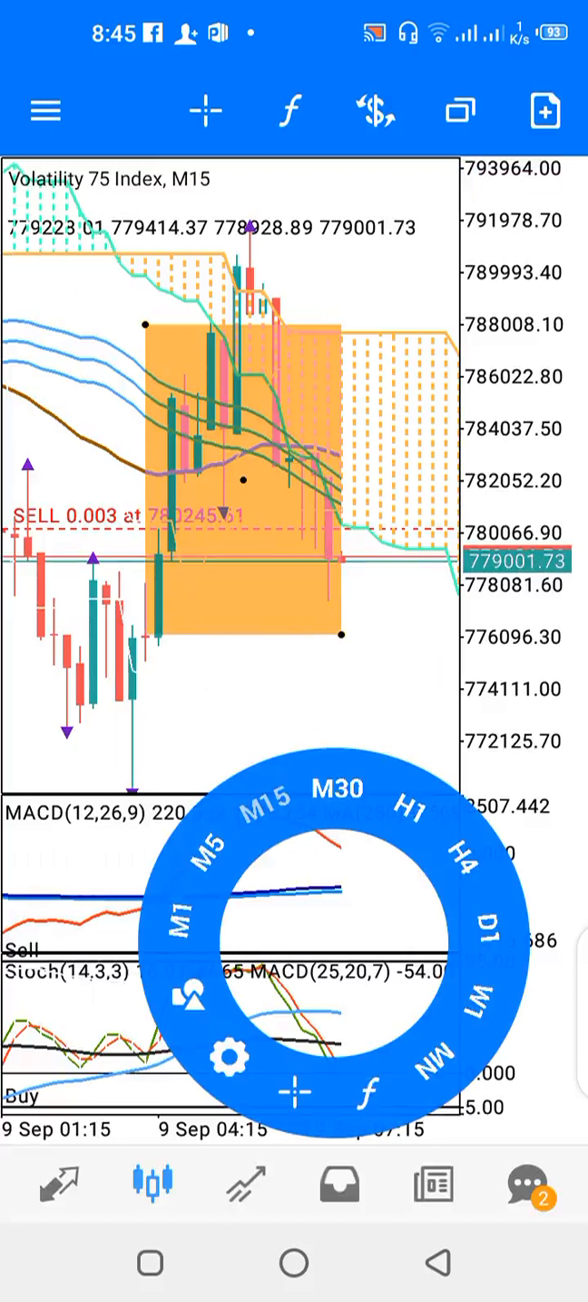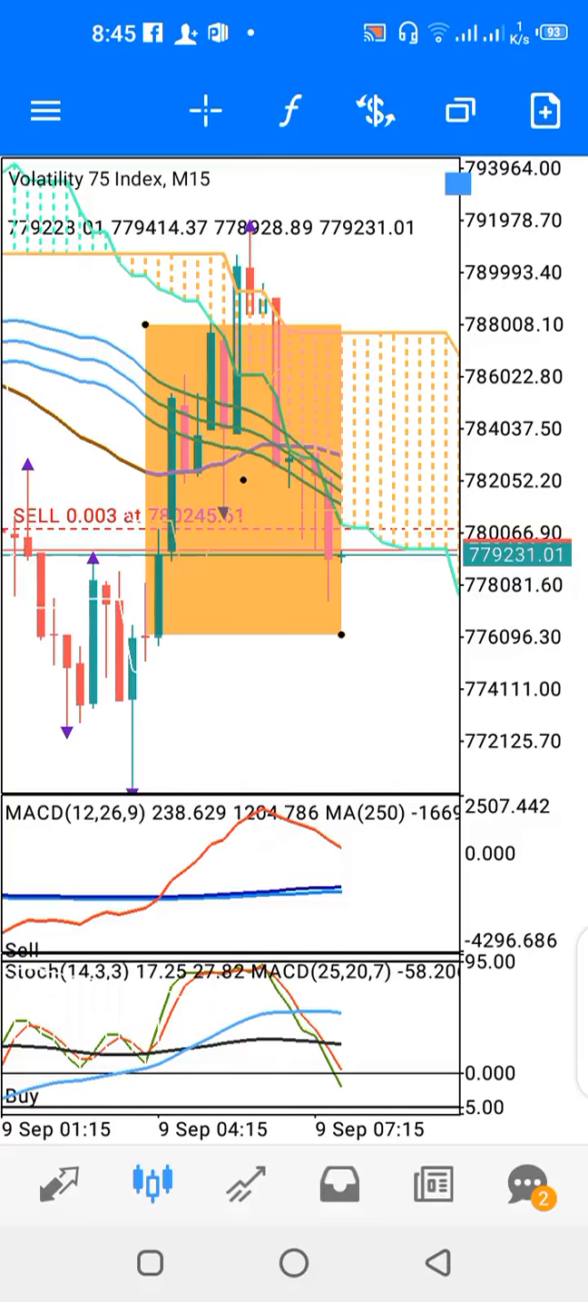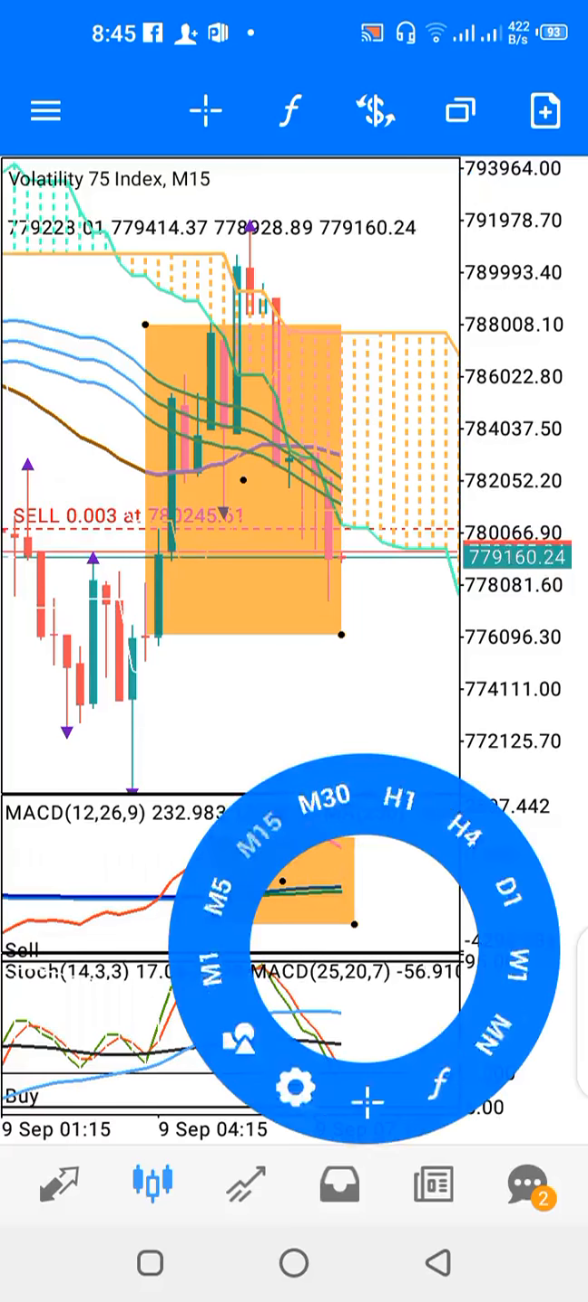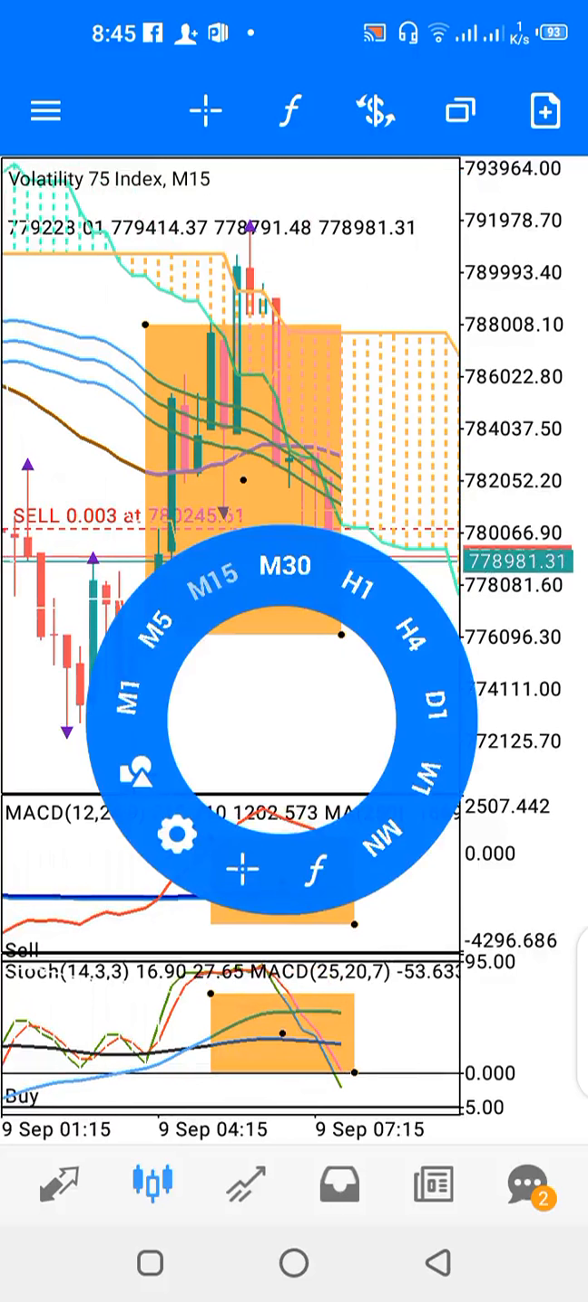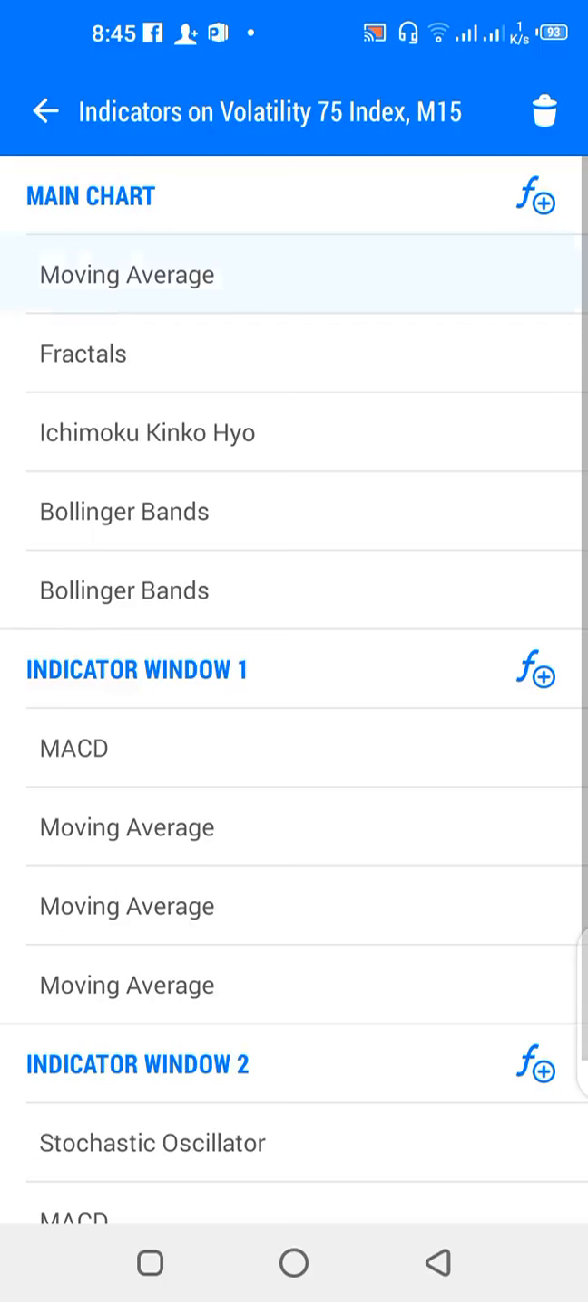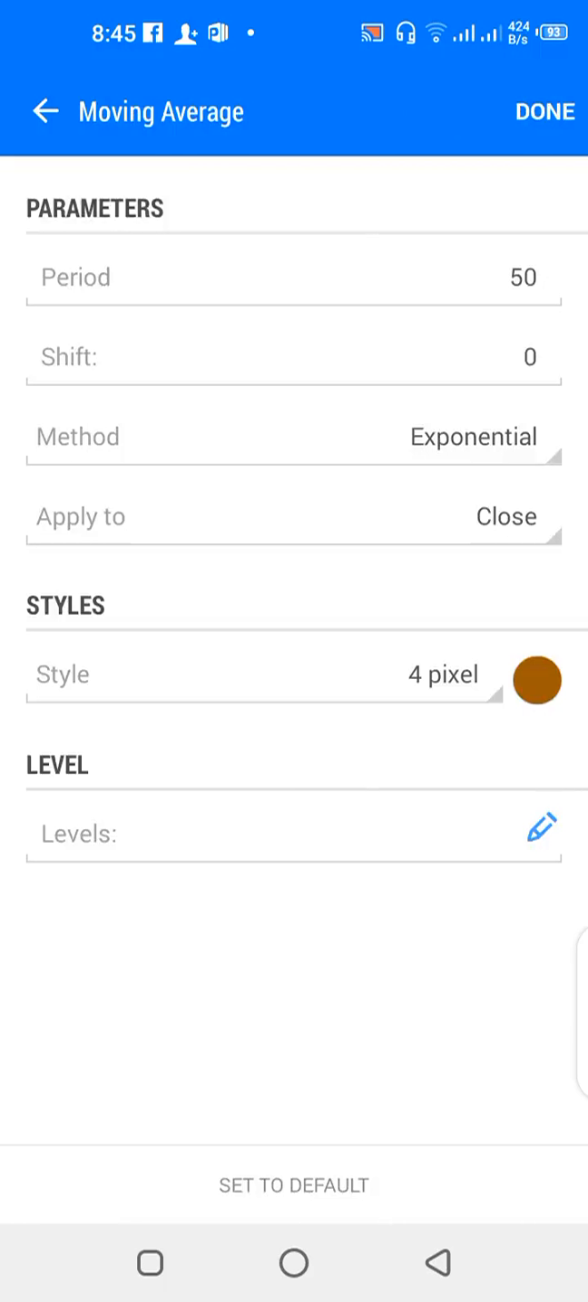Indicator window one, and I have indicator window two. So before I go into how to use the indicators to trade with this strategy, let's look at the indicator settings. For the main window we have a moving average. The period is 50, shift is 0. Method is exponential, apply to close, and the color is brown.